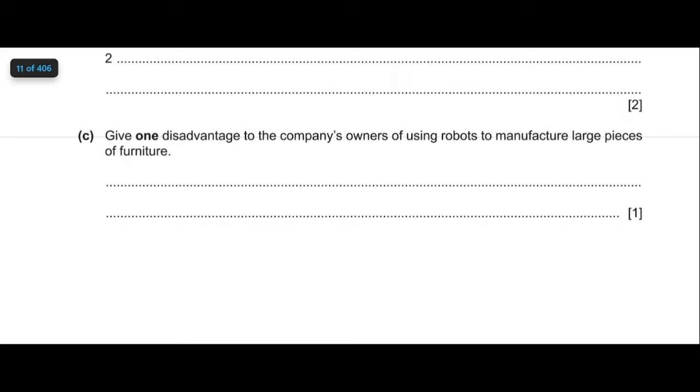Give one disadvantage to the company's owner of using robots to manufacture large pieces of furniture. So what are the disadvantages? It's expensive to install or purchase the robots. This is the first obvious one. High ongoing cost. So it's a very high cost to give them power, or the maintenance cost is too high for the robots to be used in the company.